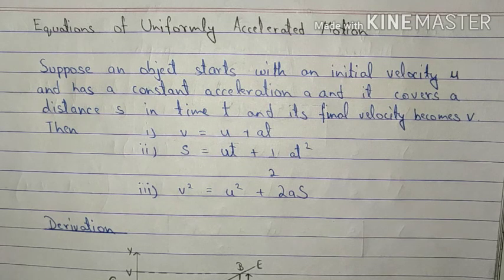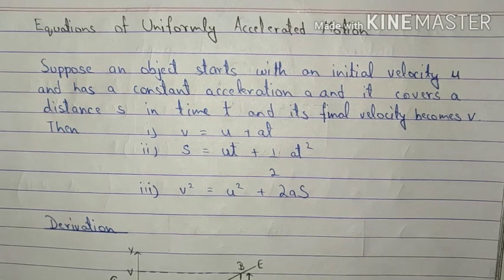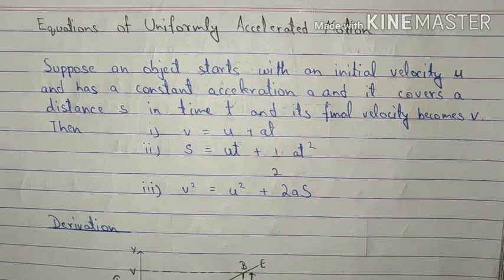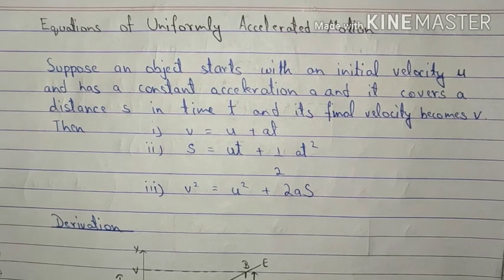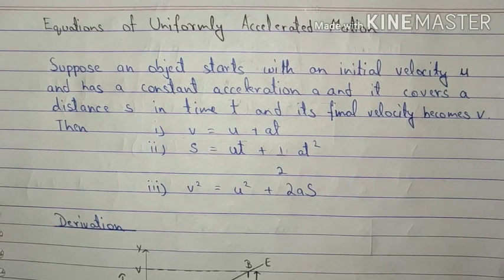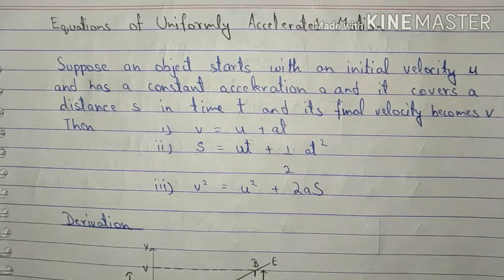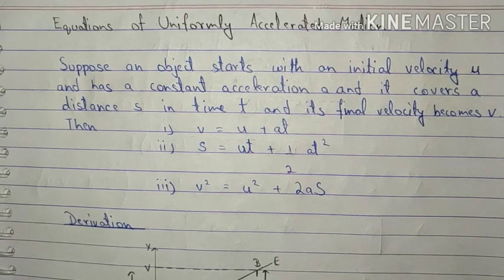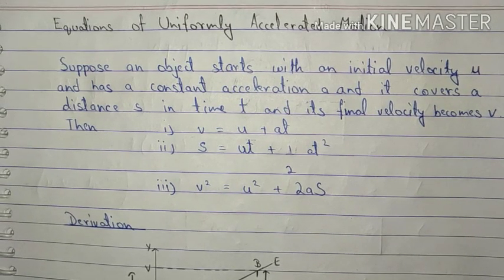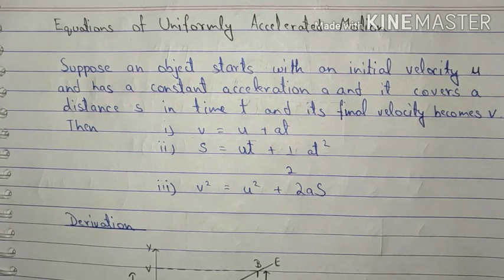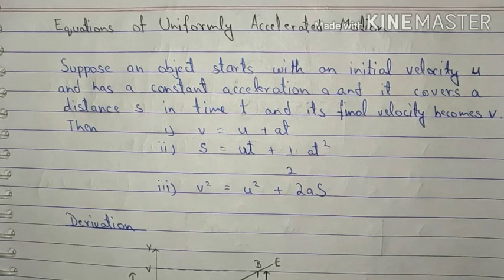Now, you've already studied this in your previous classes. That is, there are three equations of motion for a uniformly accelerated body. Please note that these equations are true only for a body which is being uniformly accelerated, or which is undergoing uniformly accelerated motion.